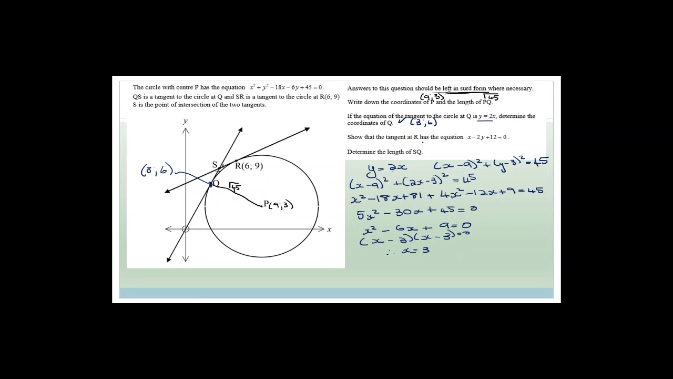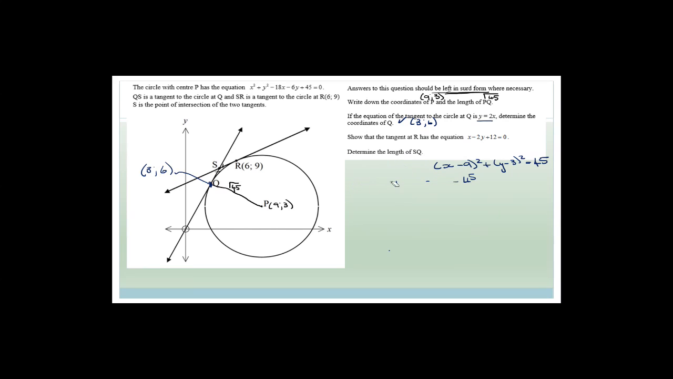3, 6. Now it says show that the tangent at R has the equation x minus 2y plus 12 equals 0. The first thing we need to do is find the gradient of the radius, from R to P. And why do we want to do that? Well, if we find the gradient of this line, then we know that these are perpendicular, and then we can find that gradient, and then we've got that point.